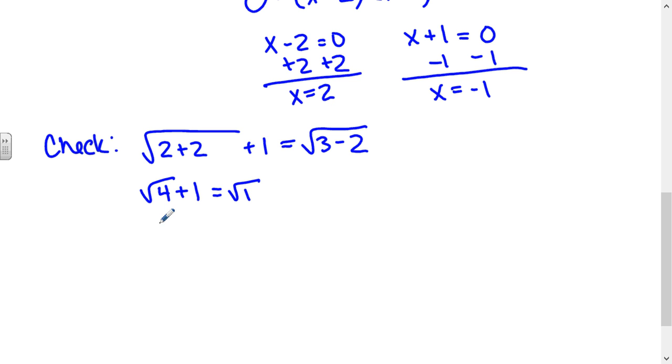So this would be 2 plus 1 equals 1, which is not true. So this one is not a solution. Okay, it is extraneous.